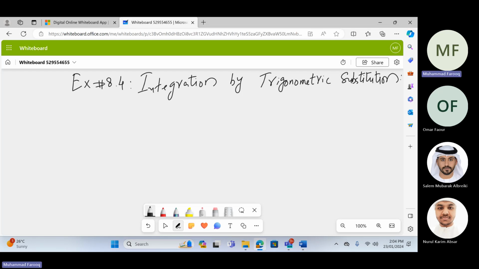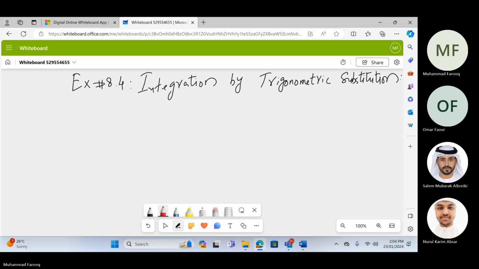Now we will use some trigonometric functions as a substitution. The chapter is integration. Yes, throughout this chapter it is all integration.